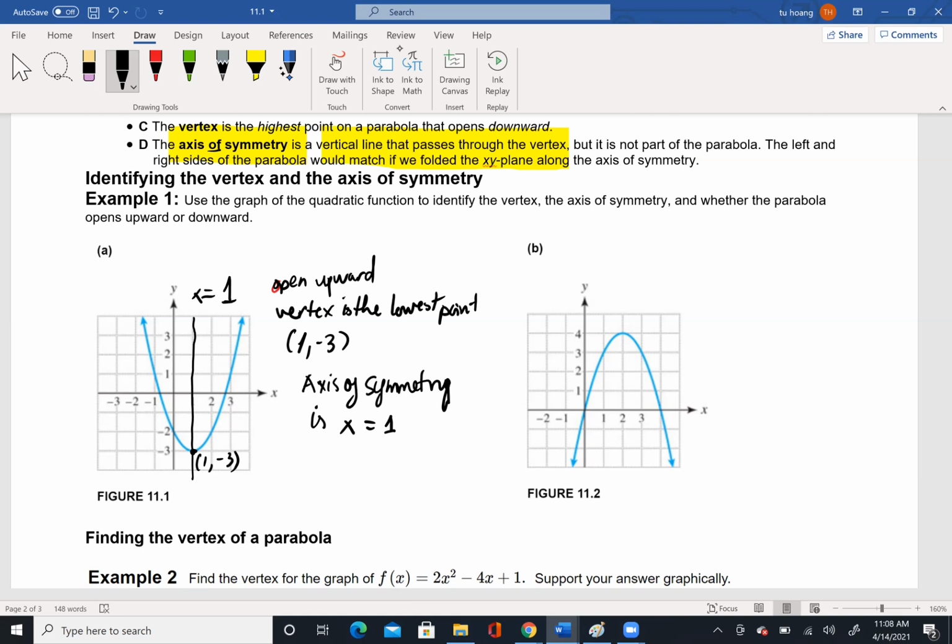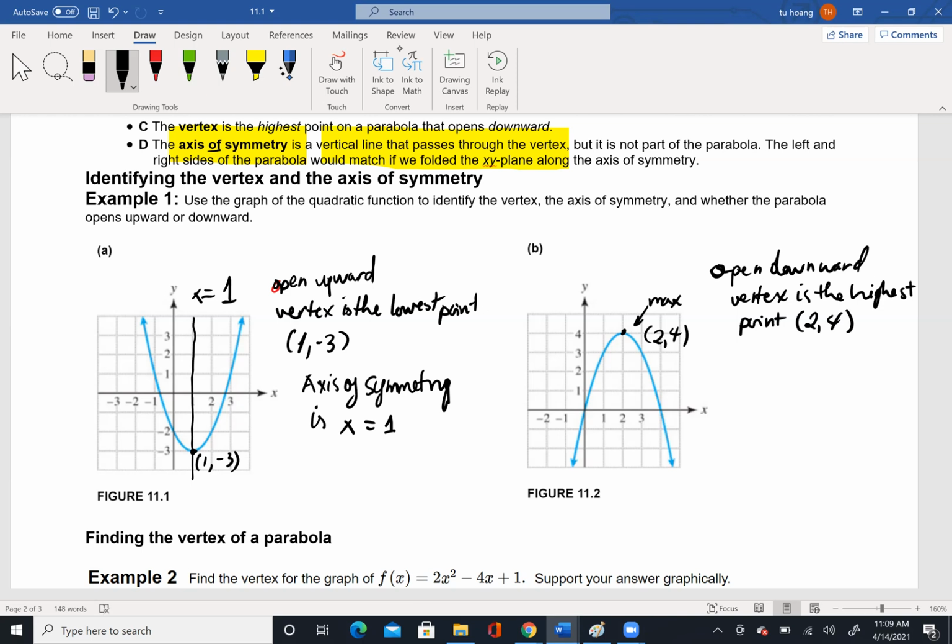Now moving to the next graph, part B. You can see it opens downward, right? So it gives you a maximum, a highest point. So I'm going to say the vertex is the highest point, which is at (2, 4). You can see that clearly.